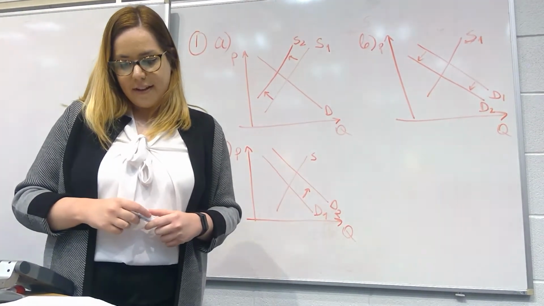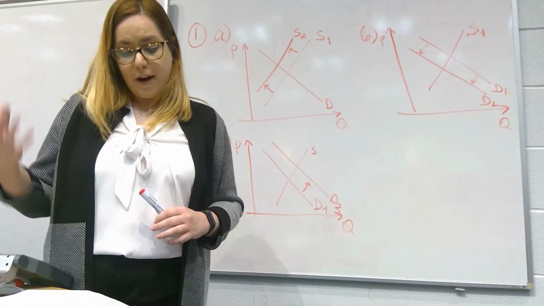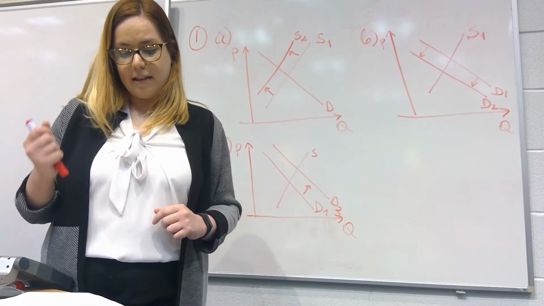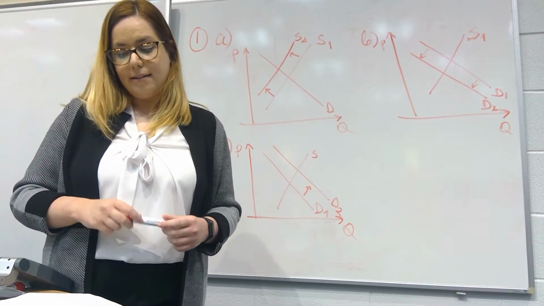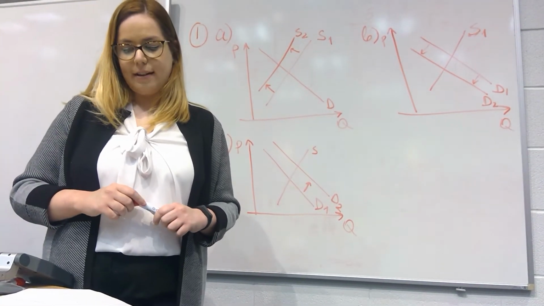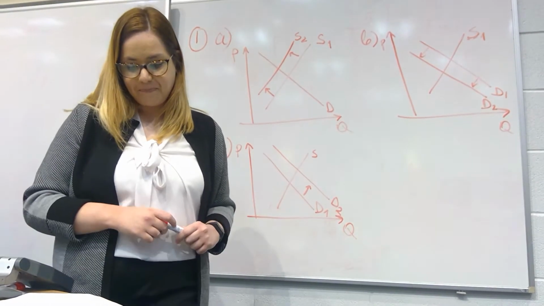Question number 7 asks us about the price ceiling. So a price ceiling would typically cause prices and quantity supplied that are too low. So the correct answer is under A.